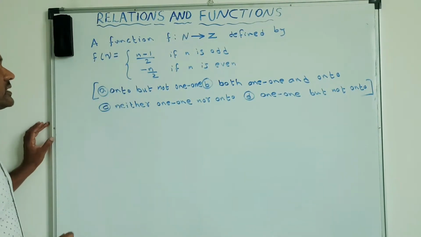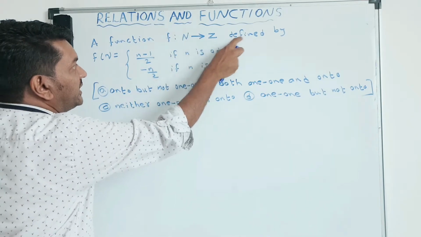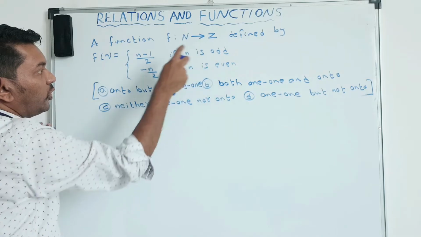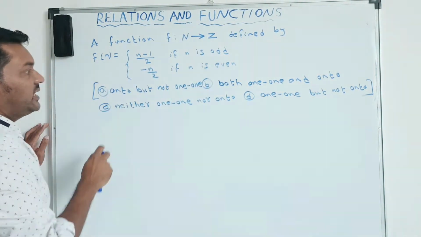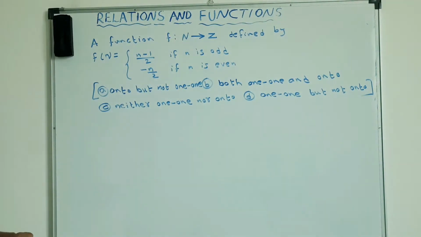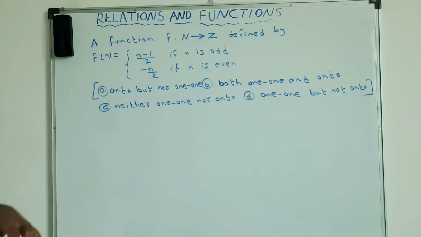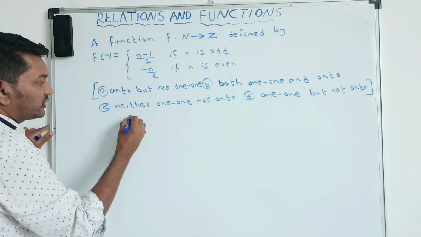Now moving to the next question. A function f from N to Z, from natural numbers to integers, defined by f of n equal to (n minus 1) by 2 if n is odd, and the function's value is minus n by 2 if n is even. They are asking which kind of function it is: one-one, or onto, or both one-one and onto. So I am checking for one-one first of all.